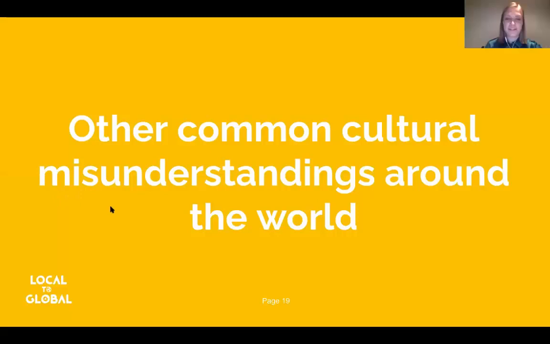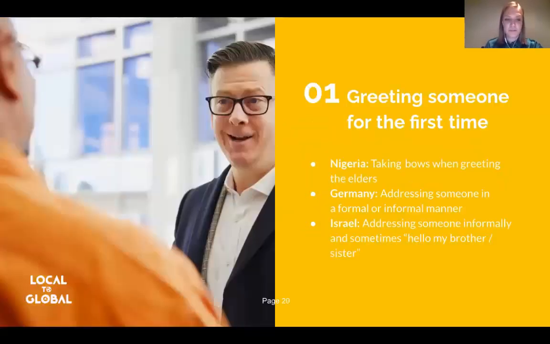So basically, we just thought we'd dive into some other common cultural misunderstandings around the world. This is a bit more general, but by having examples, you can see how different people approach different scenarios. These are also generalizations, but it's important to be aware of them in case they happen as well. So the first one: greeting someone for the first time.